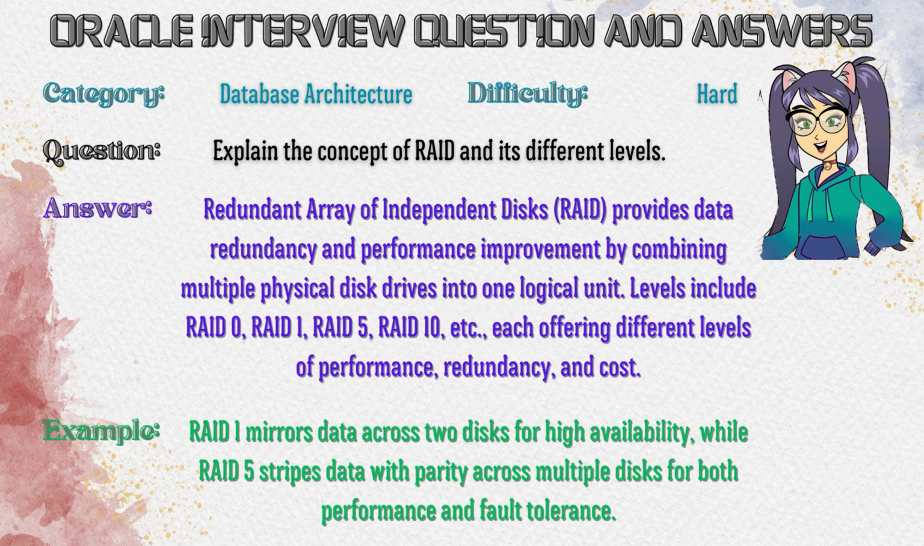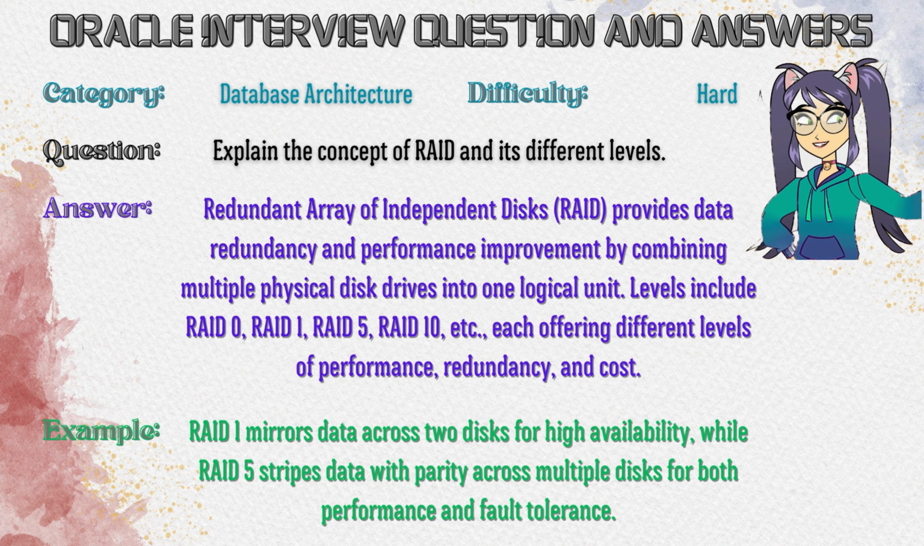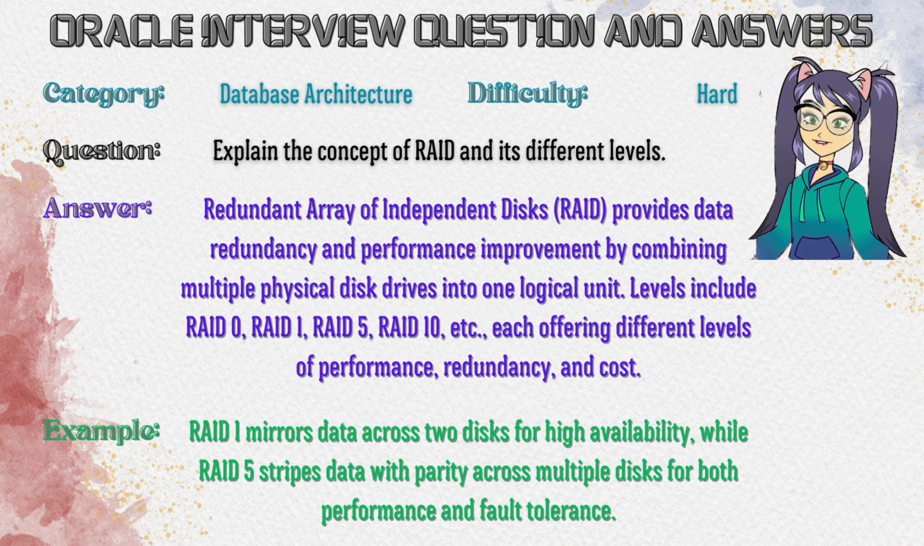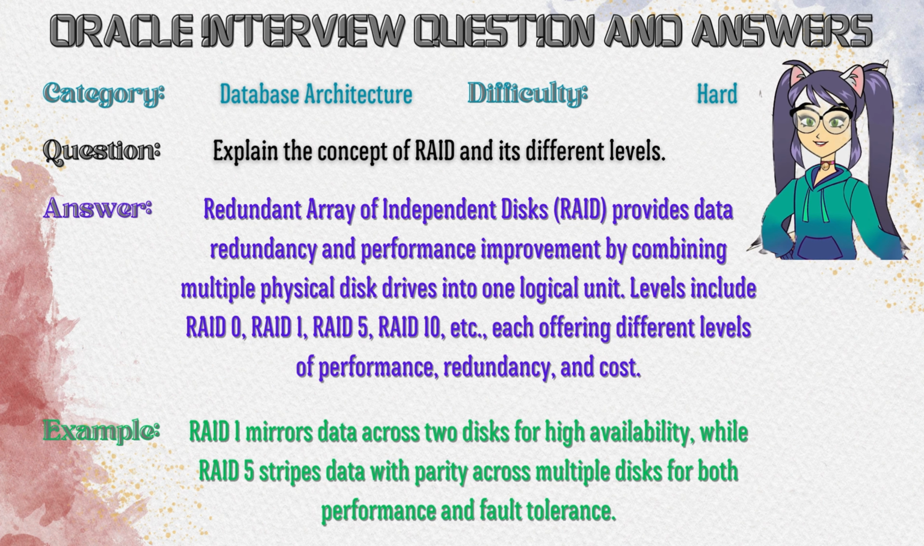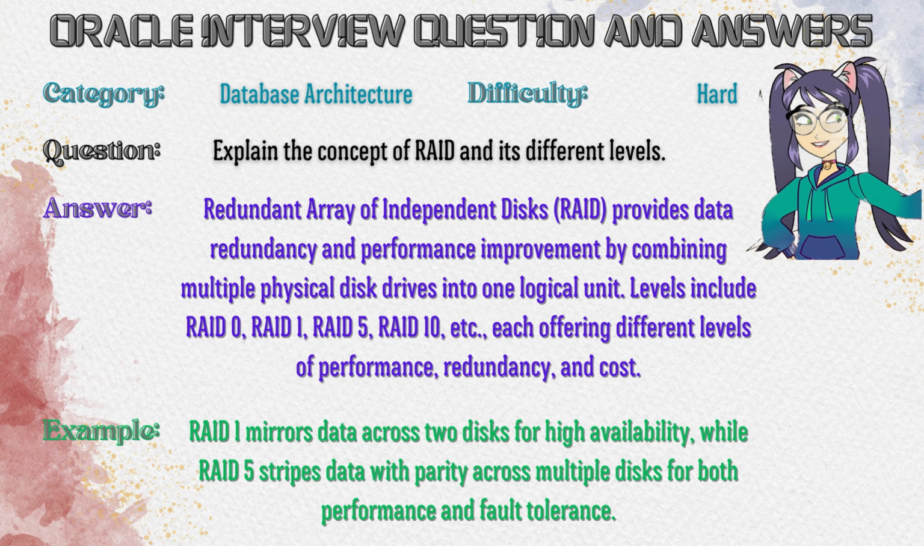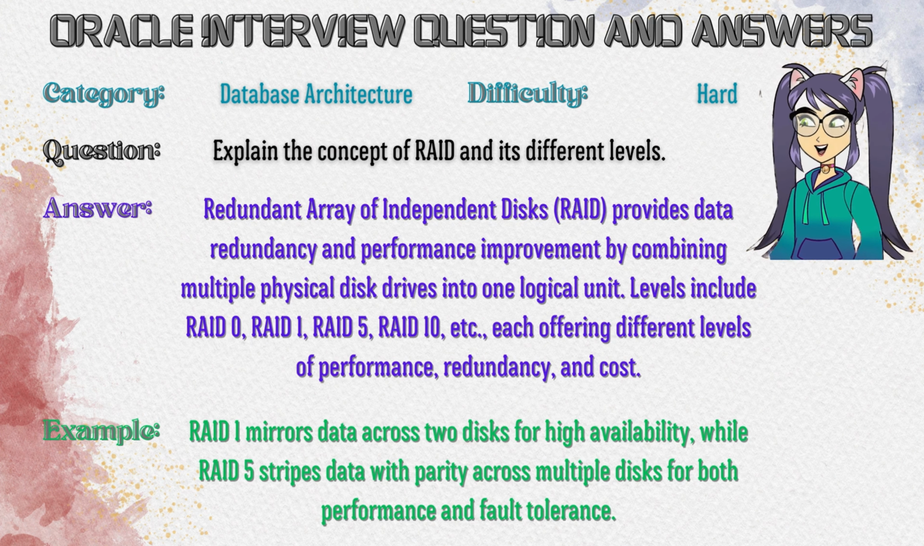Next question, explain the concept of RAID and its different levels, and the answer is redundant array of independent disks. RAID provides data redundancy and performance improvement by combining multiple physical disk drives into one logical unit. Levels include RAID 0, RAID 1, RAID 5, RAID 10, etc., each offering different levels of performance, redundancy, and cost. For example, RAID 1 mirrors data across 2 disks for high availability, while RAID 5 stripes data with parity across multiple disks for both performance and fault tolerance.